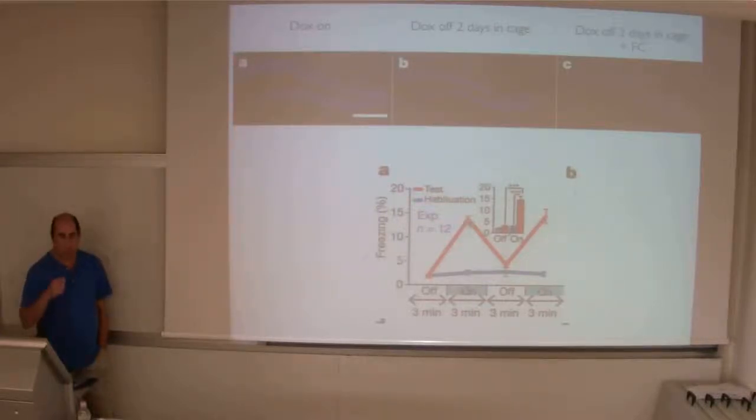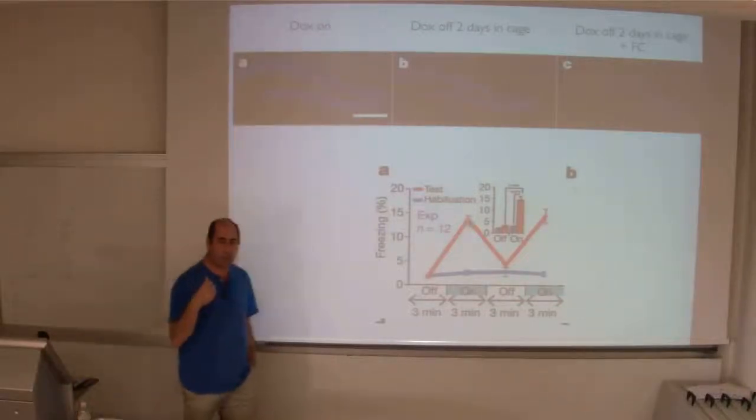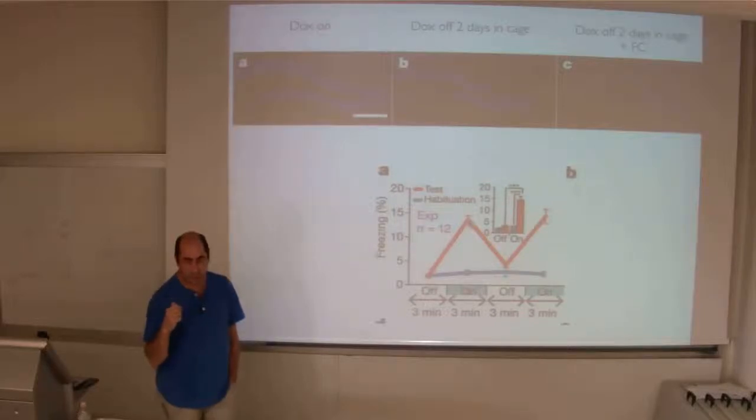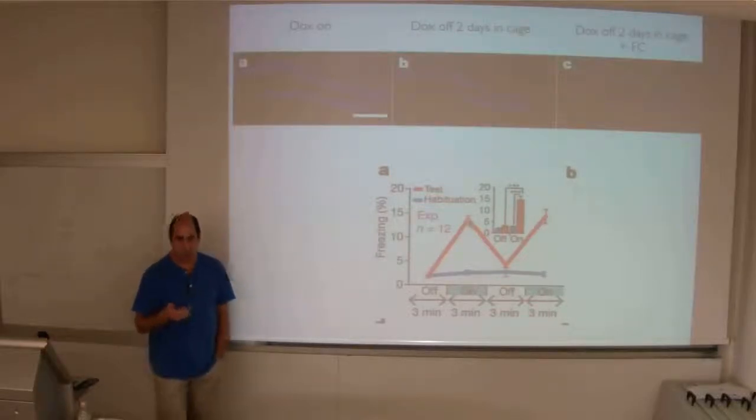Okay, so now you make the animal feel as if it is in the context where it was getting the shock, just by activating these neurons. Okay, you all with me?